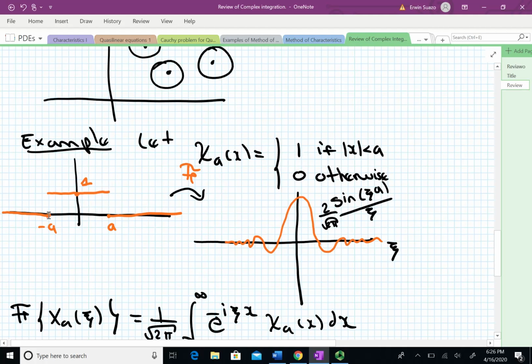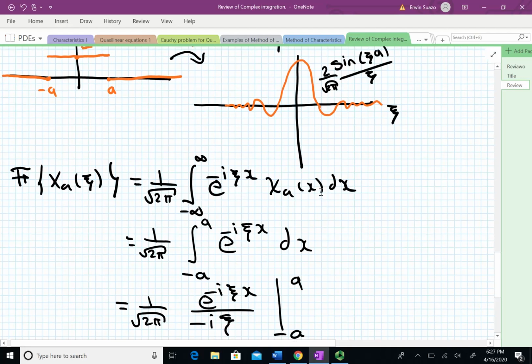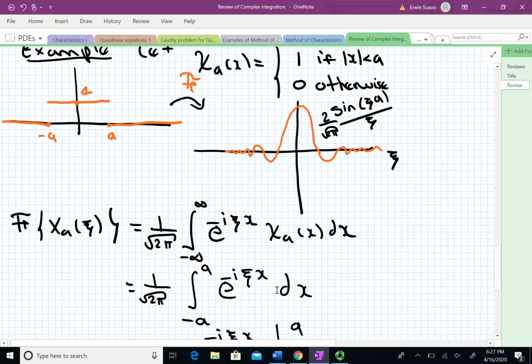So let's take the Fourier transform of this simple function. It is 1 between minus a and a, and otherwise it is 0. When you take the Fourier transform, look at this. This is just a signal, a pulse. You push the click, and look at how beautifully it becomes a signal when you apply the Fourier transform. So how do we apply this? The function is just 1 between minus a and a.